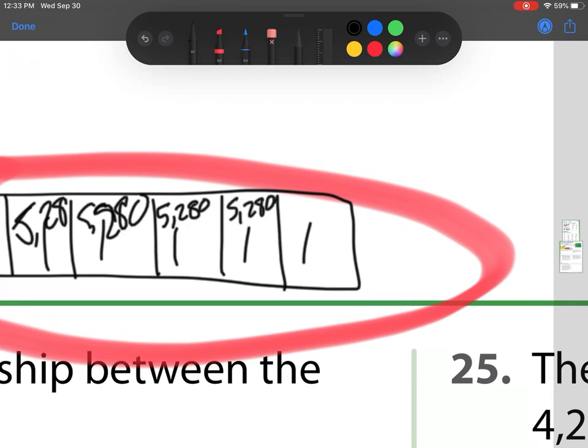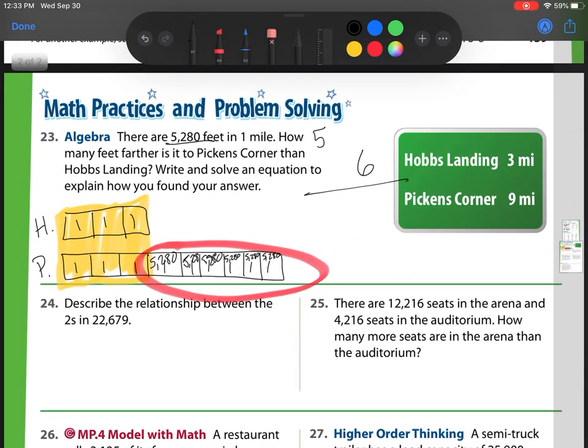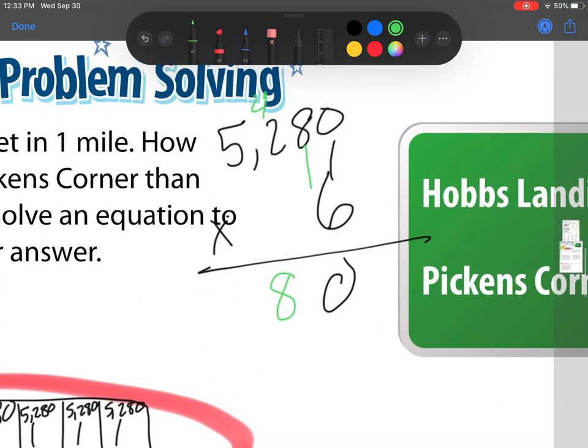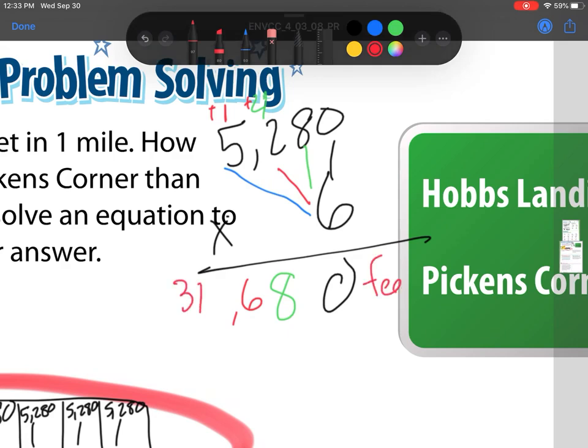But I don't really want to add 5,280 6 times. So I'm going to use my multiplication. So let's put that up here. 6 times 0 is 0. 6 times 8 is 48. Regroup that 4. 6 times 2 is 12, plus 4 is 16. And lastly, 6 times 5 is, but I did not regroup when I said 16. I need to put that up there. 6 times 5 is 30, plus 1 is 31. So this is how many feet more it is.